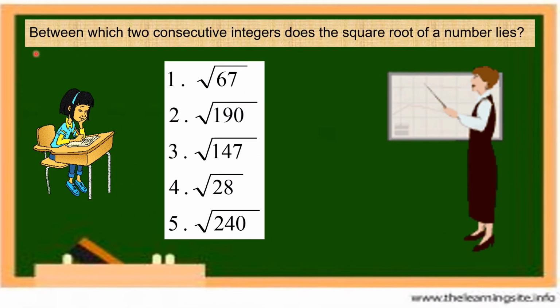Now we are ready to answer the exercises. Between which two consecutive integers does the square root of a number lie? Number 1, square root of 67. Number 2, square root of 190. Number 3, square root of 147. Number 4, square root of 28. And the last number, number 5, square root of 240.